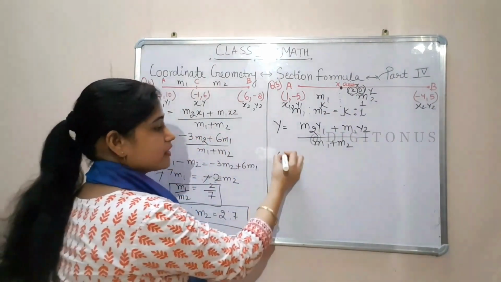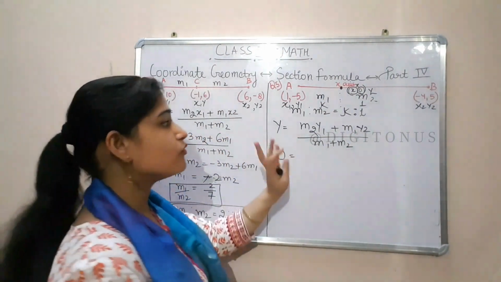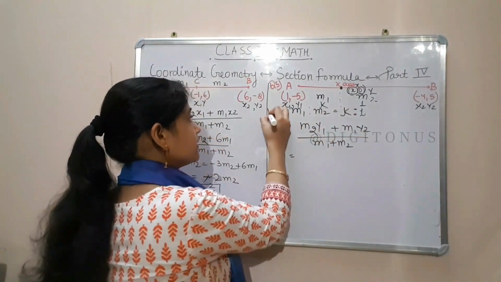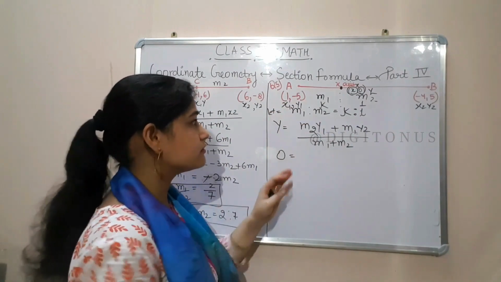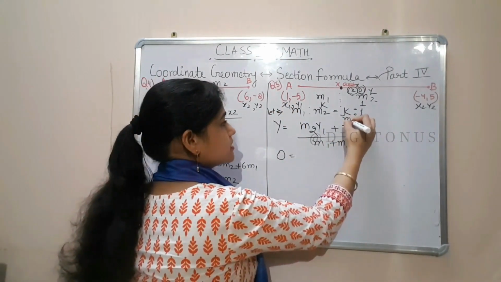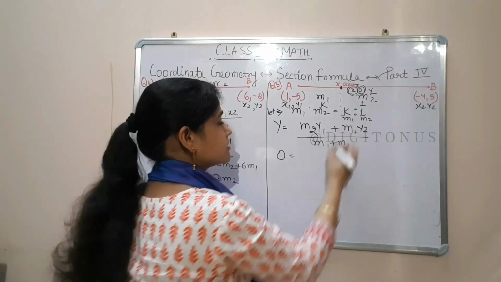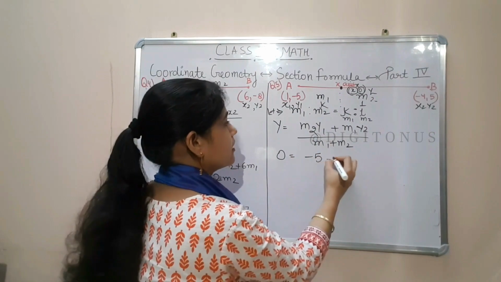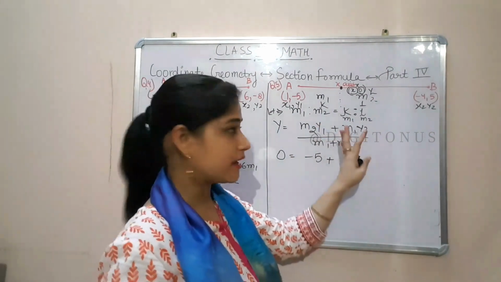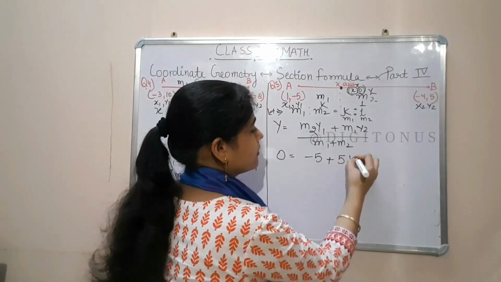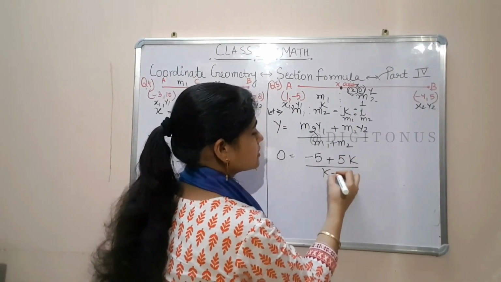Okay, so y value is 0, m2 value is 1. Here k ratio 1. We have learned already that m1 ratio m2 is equal to k ratio 1. So according to this, m2 value is 1. So 1 into y1 means minus 5 plus m1 value is k, k into y2 means 5k upon k plus 1.